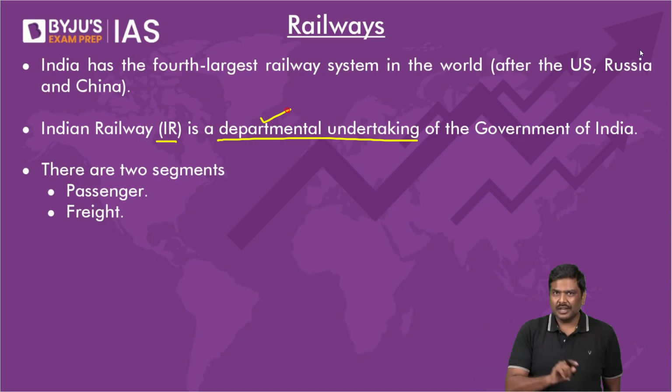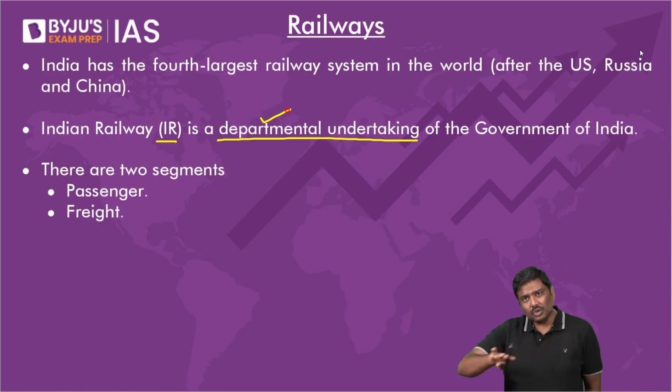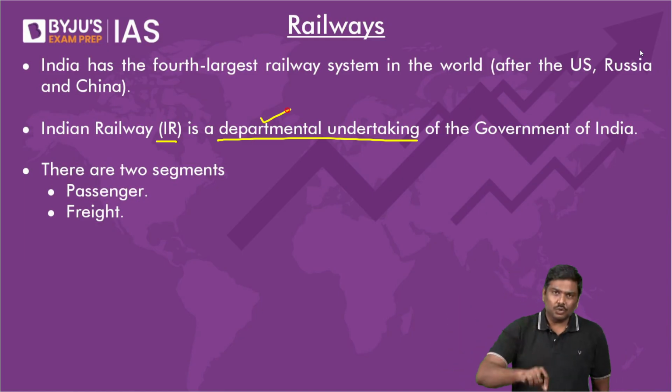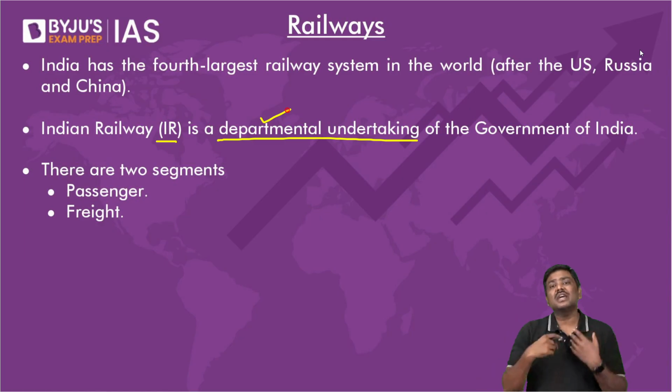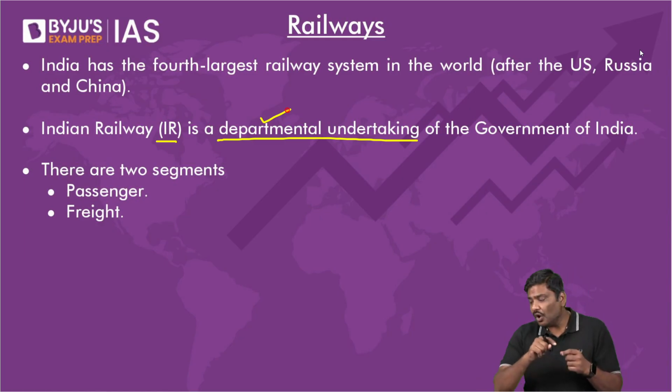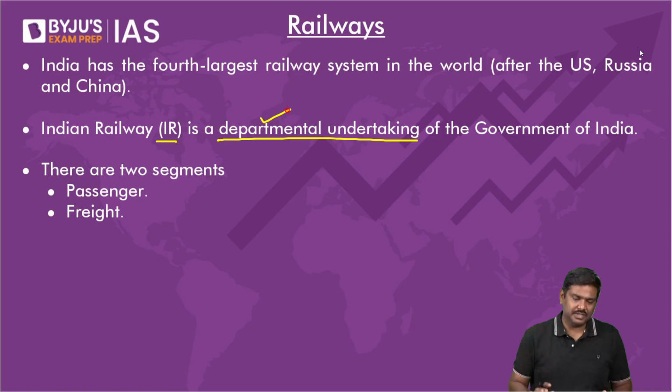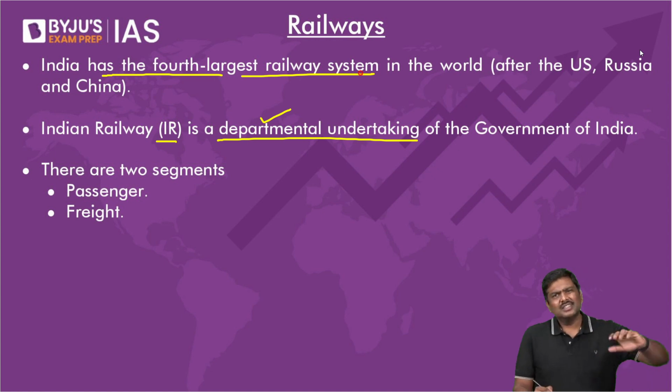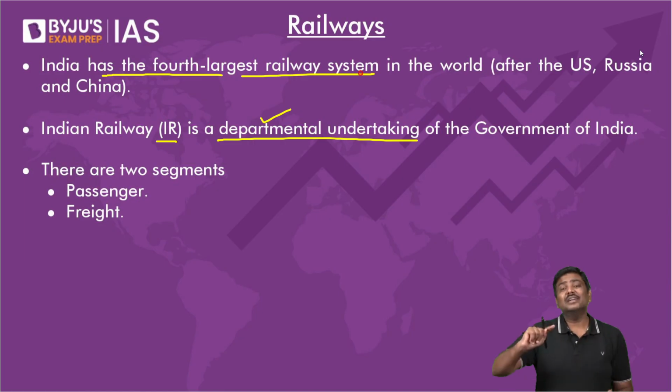Until very recently, the private sector was not allowed to operate railways in India. But today, the government is allowing the private sector even in the operation of railways. India has the fourth largest railway network in the world. Some books will say fifth largest, some fourth largest; the latest ranking is fourth largest. But do not memorize this number, because by the time you write the exam, the ranking might have changed.